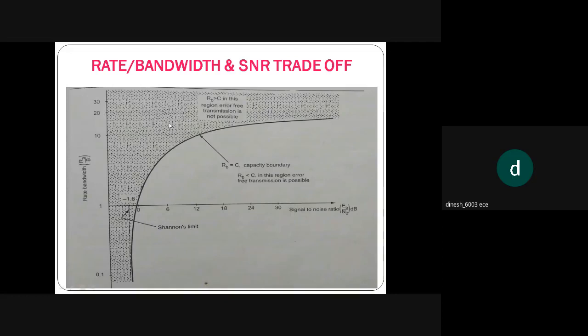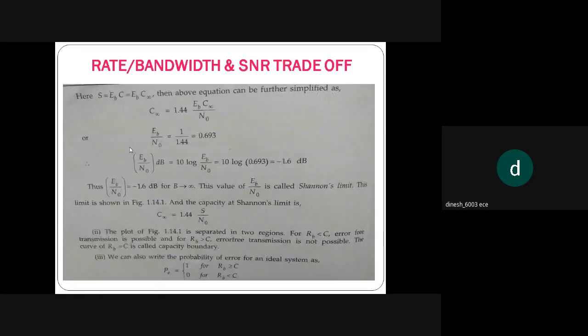Whereas in this region, there will always be errors. Certainly only errors will be present in Rb greater than C. If the number of bits that have been transmitted is in excess of the channel capacity, obviously errors will occur. So this is the illustration in this diagram.